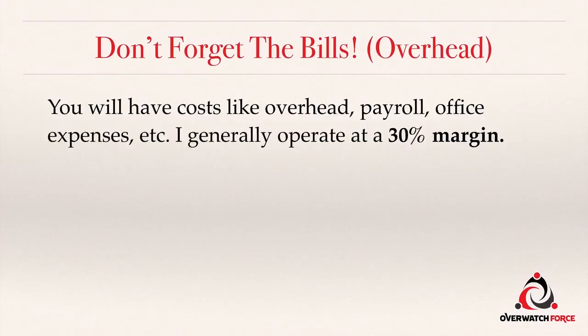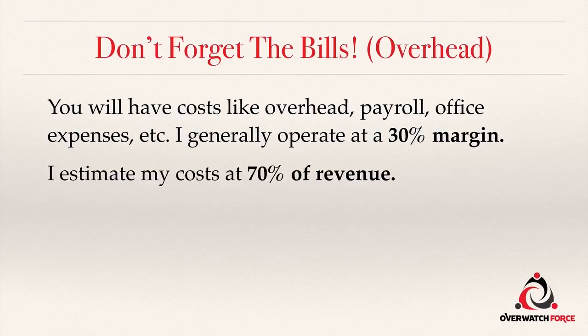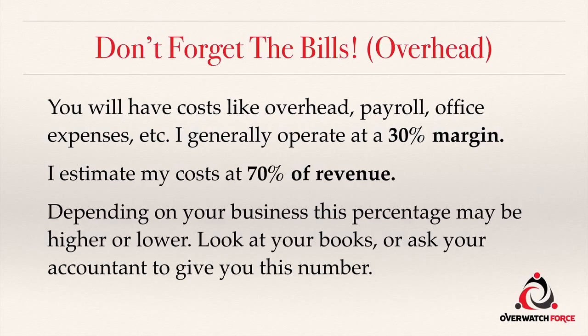Don't forget the bills, in other words, the overhead, because you will have costs, like overhead, payroll, office expenses, etc. Personally, I generally operate at a 20% margin. If you're in the food business, you're going to be operating on like a 5% margin or something like that. But the point is, you're going to be operating on some kind of margin. You need to know what your overhead is in order to get the next number that we're going to talk about. So I estimate my cost at about 70% of revenue. Depending on your business, this percentage may be higher or lower.